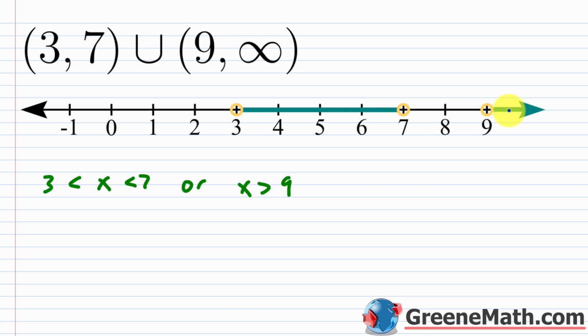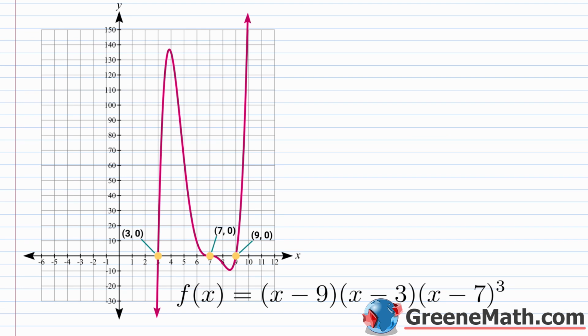And this is anything greater than 9. Again, 9 is going to be excluded. All right, coming down to the graph once again, we wanted to know where this guy right here, so let me just highlight it, is greater than 0. So what are the x values for which the y values or the function values are greater than 0?